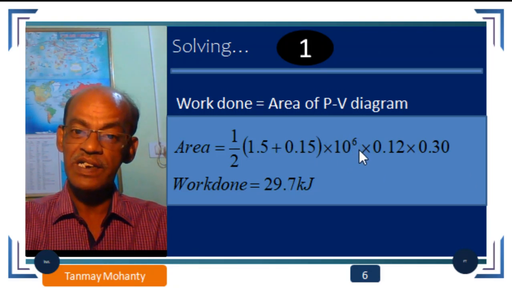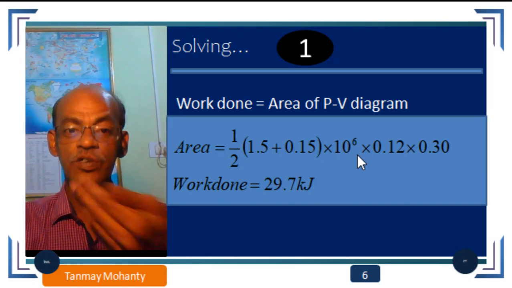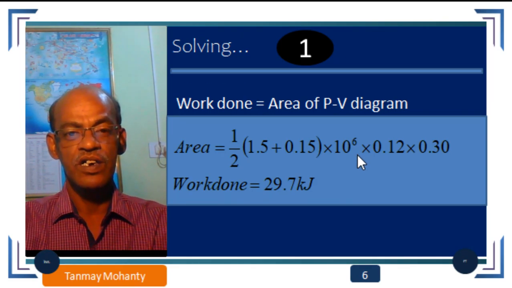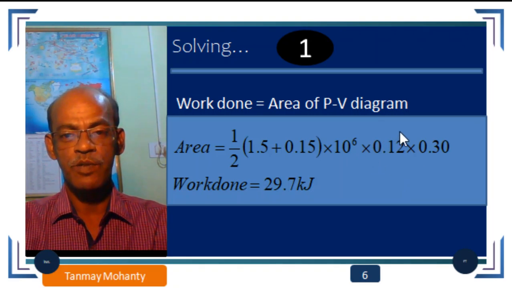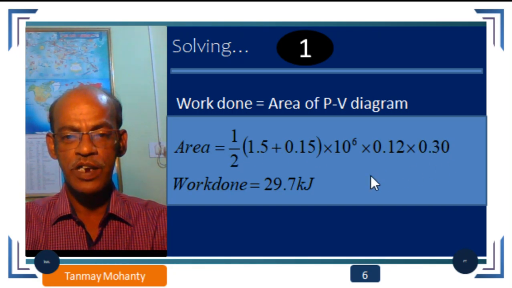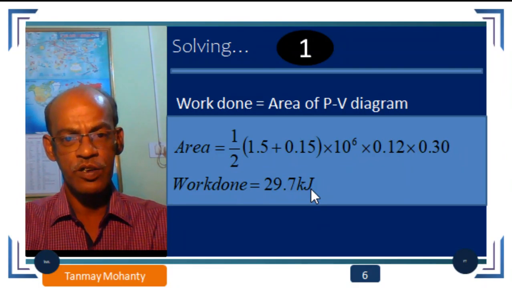So we are multiplying by 10 to the power 6 to convert to SI unit. It is always advised to convert everything to SI unit to make the process easy. Multiplied by area of piston multiplied by stroke, that is the swept volume. So you multiply these things, and your answer comes. Work done equals 29.7 kilojoule.